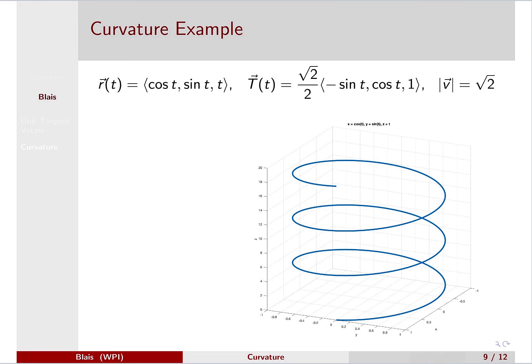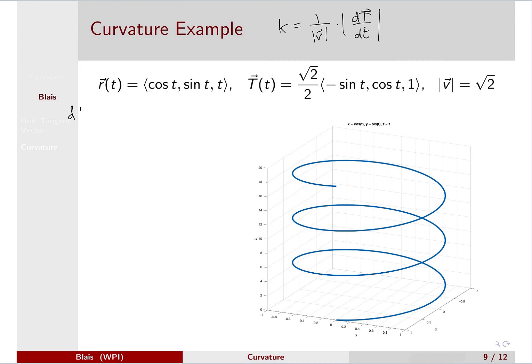So we're going to use that result, that curvature, kappa, is equal to 1 over the magnitude of v times the magnitude of the derivative of the unit tangent vector with respect to t. So we did this example where our unit tangent vector was root 2 over 2 times the velocity vector, minus sine of t, cosine of t, and 1. And so in this case, we already have the magnitude of the velocity vector, which is root 2, and we need to get the magnitude of the derivative of this unit tangent vector with respect to time.